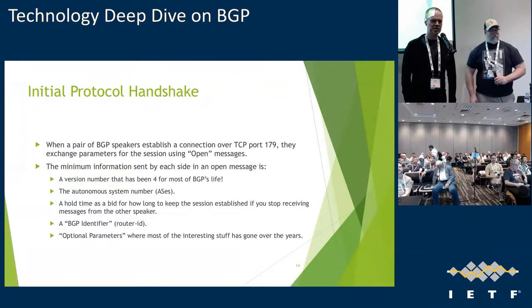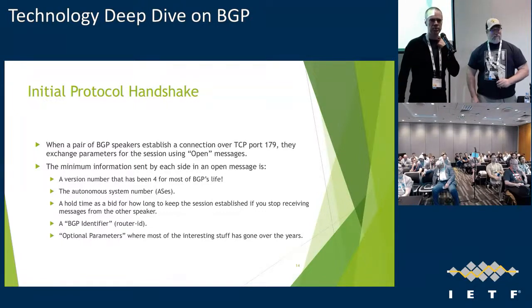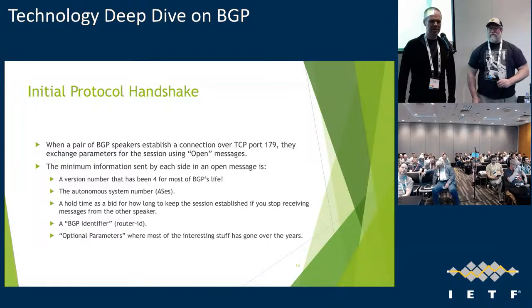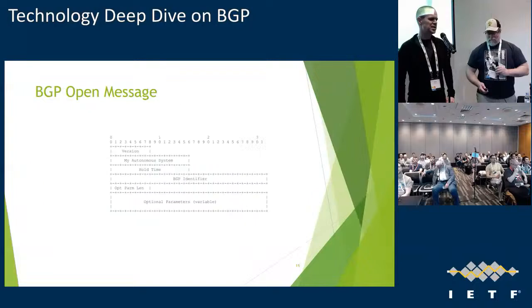So the lifetime of the session is you come up, you exchange a pair of opens, and the endpoints tell each other their AS numbers and a hold time. The hold time is basically a bid for how fast you need to get Keepalives, which I think we come to in a minute. And we don't call it a router ID in BGP. We call it a BGP identifier, and it's formally just an arbitrary 32-bit integer. And then there's this thing called optional parameters. Do we have another slide that dives down in there?